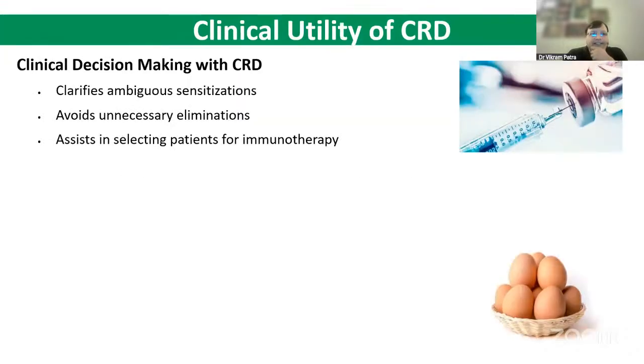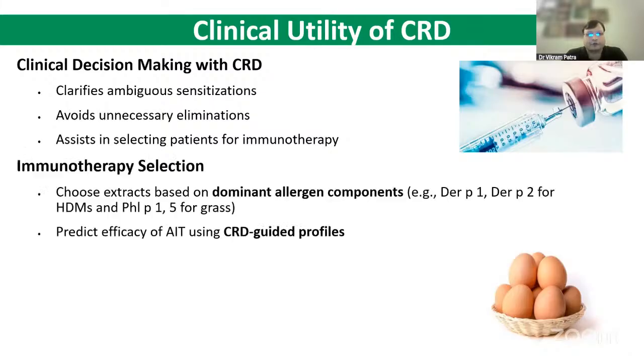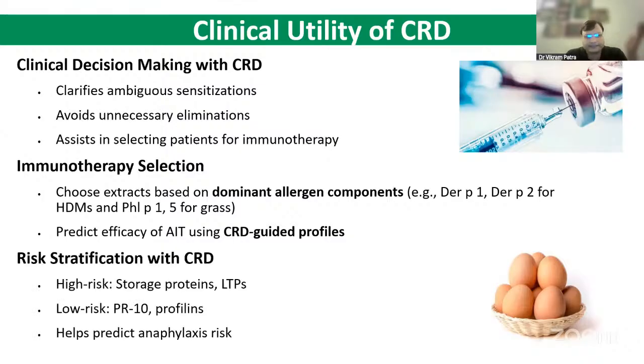So, clinical utility: clinical decision making with CRD clarifies ambiguous sensitization patterns, avoids unnecessary elimination, and assists in selecting patients for immunotherapy. Immunotherapy selection chooses extracts based on dominant allergen components. So it will tell us whether the dominant or major allergens are present or not. And they predict efficacy of AIT using CRD-guided profiles. And then we have risk stratification with CRD. But today we will be discussing the role of CRD for immunotherapy selection.